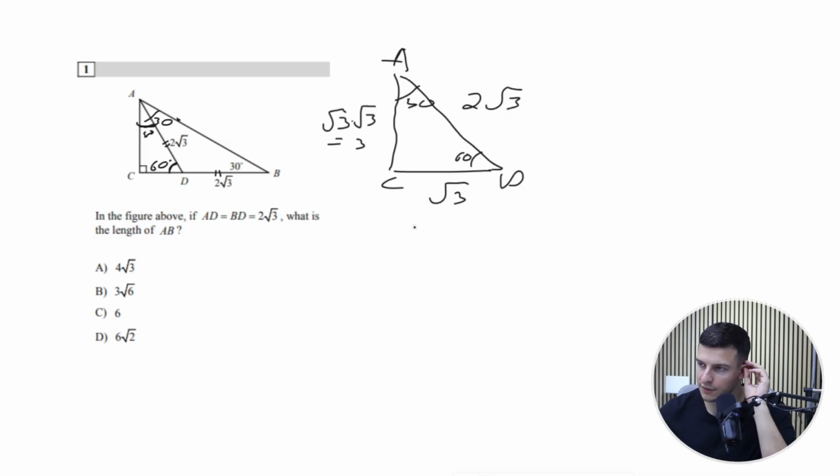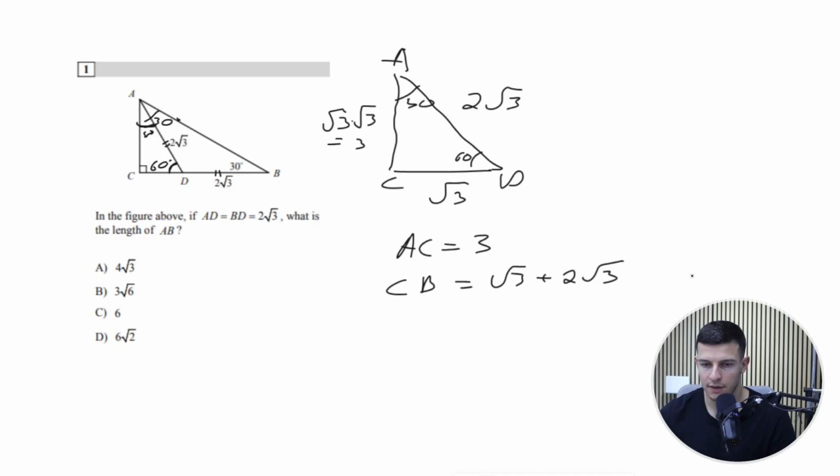Okay, what's the length of AB? Now, let's see what we have. We know AC is equal to 3. We know CB is equal to what? Square root of 3 plus 2 square root of 3, which is 3 square root of 3. Fair enough. And then, what else do we know? I think that's all we need.